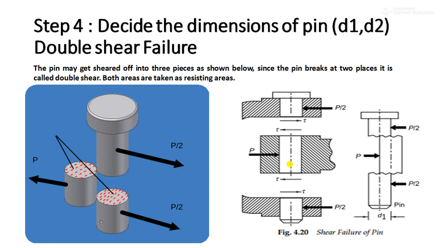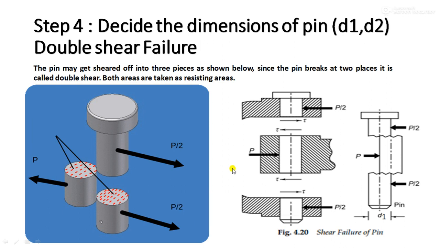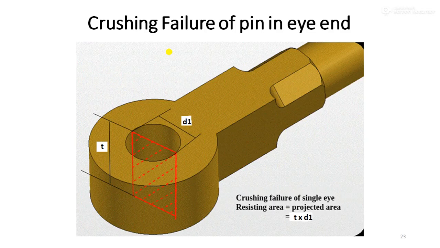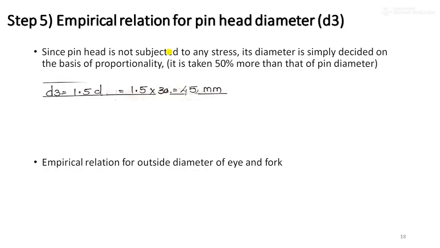Now the 4th step, which is very important, is deciding the dimensions of the pin. Now what is d1? Okay, so step number 4 is to decide the dimensions of the pin, that is d1 and d2, which is nothing but a double shear failure. Then we have step number 5, and then the next steps, that is the crushing failure of the eye as well. So this we will understand in the next lecture.